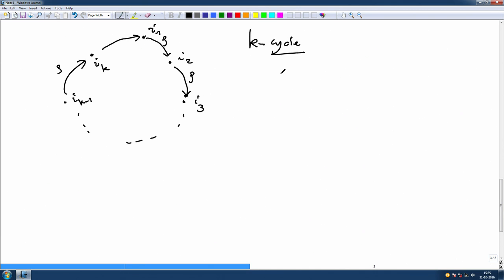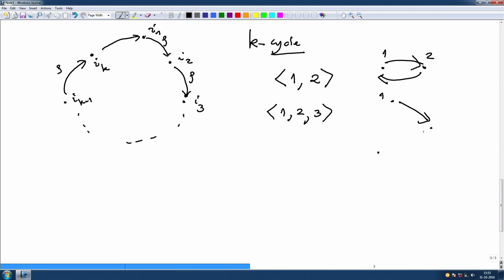So, for example, (1 2) is a cycle which maps 1 to 2 and 2 back to 1. This is a cycle of length 2. If you have (1 2 3), then 1 goes to 2, 2 goes to 3, and 3 goes to 1. So, it is a 3-cycle and so on.